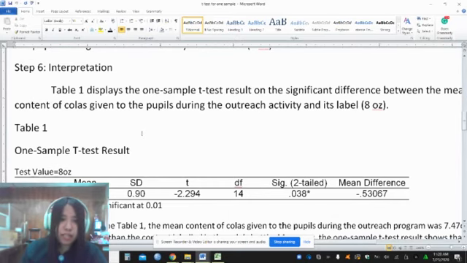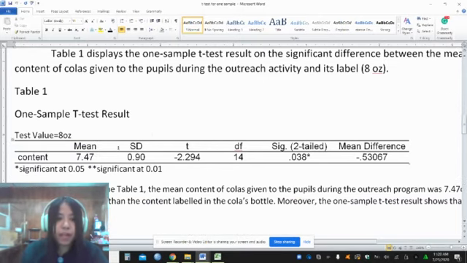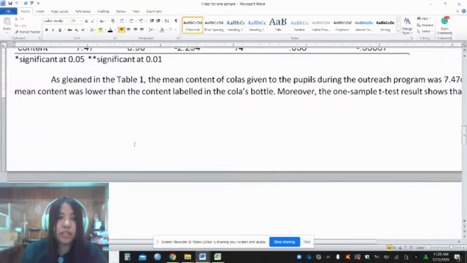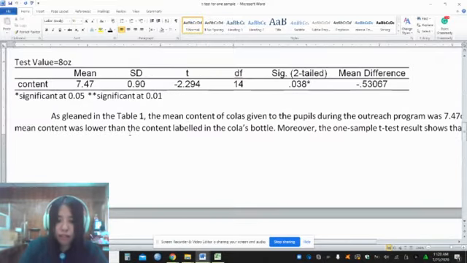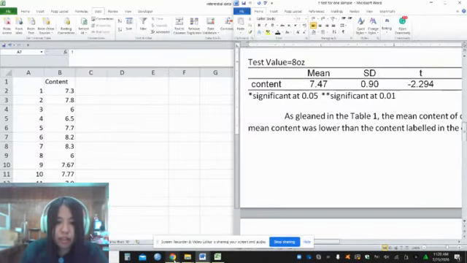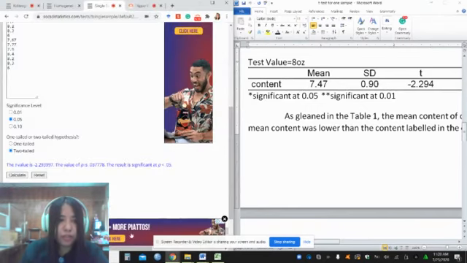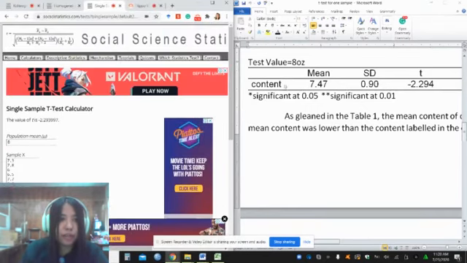And step 6, the interpretation. So Table 1, we can edit our table and present it in this manner. Table 1 displays the one sample t-test result on significant difference. You can use this format and then just copy now the values generated in the calculator or online calculator. So let's go back to our online calculator.